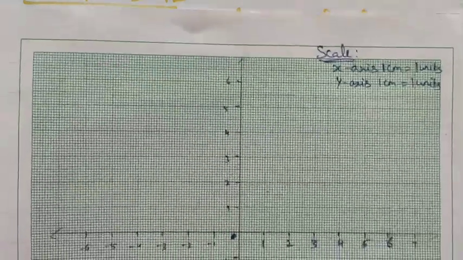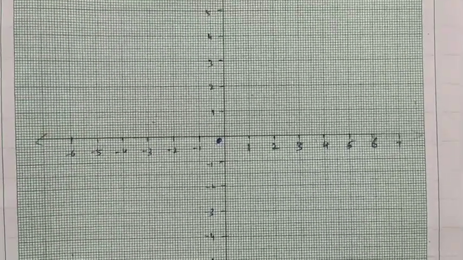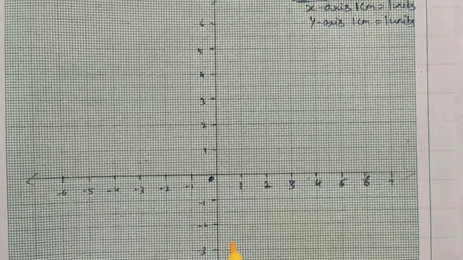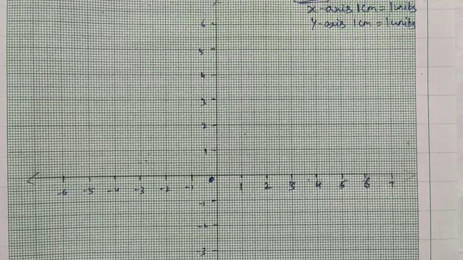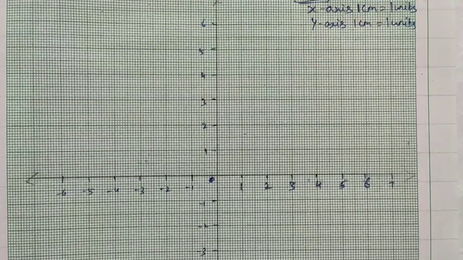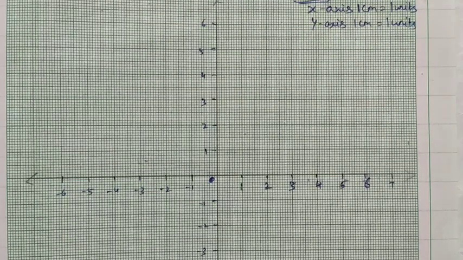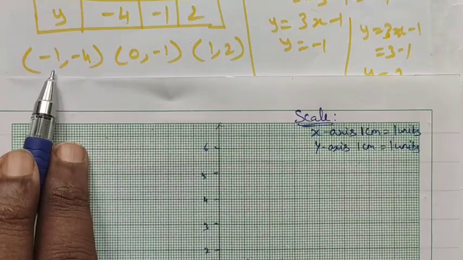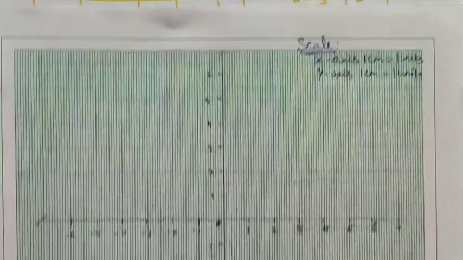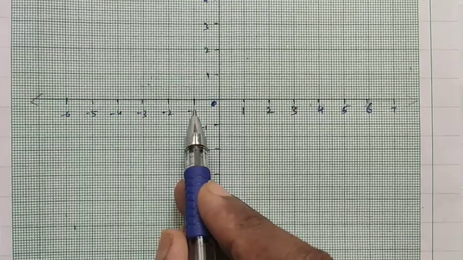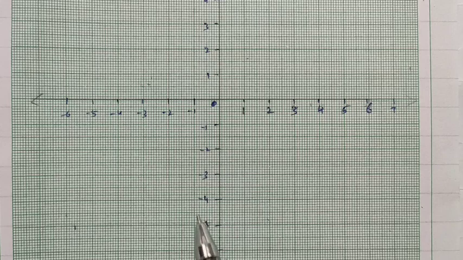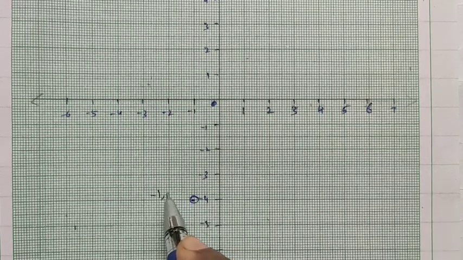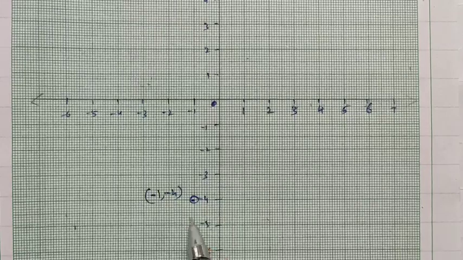Here I am taking the graph. To make it visible, I have written with a pen. Don't use the pen in the graph sheet. We have to use only the pencil, right? Here I am going to use the pen to make it easily visible. See, the first coordinate point is given. The ordered pair is (-1, -4). The x-coordinate is -1 and the y-coordinate is -4, so the point lies here. This is the point (-1, -4).